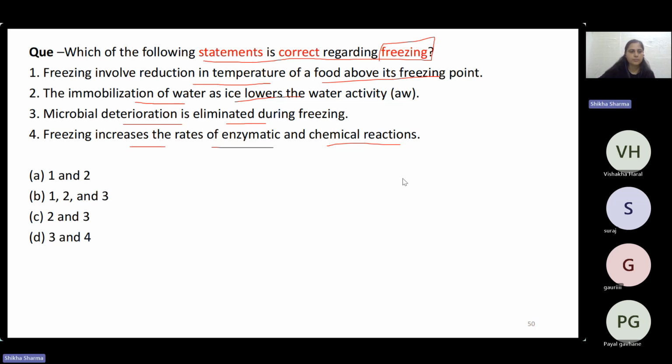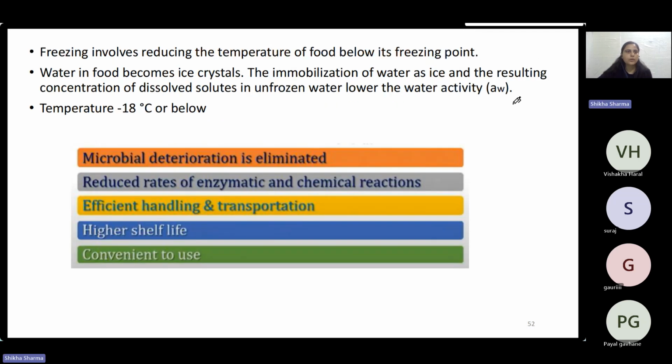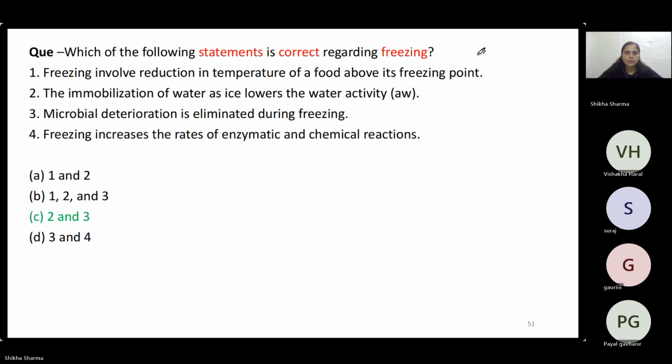So Suraj is saying B is the correct answer, 1, 2, and 3, about freezing. So Suraj, C is the correct answer, 2 and 3, not 1. We know that freezing involves reducing the temperature of food below its freezing point. So here it's above freezing point, which is incorrect.